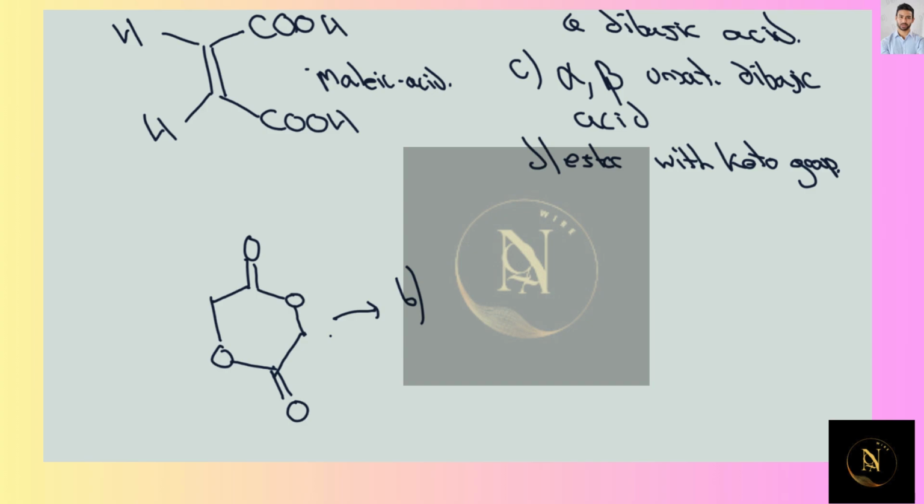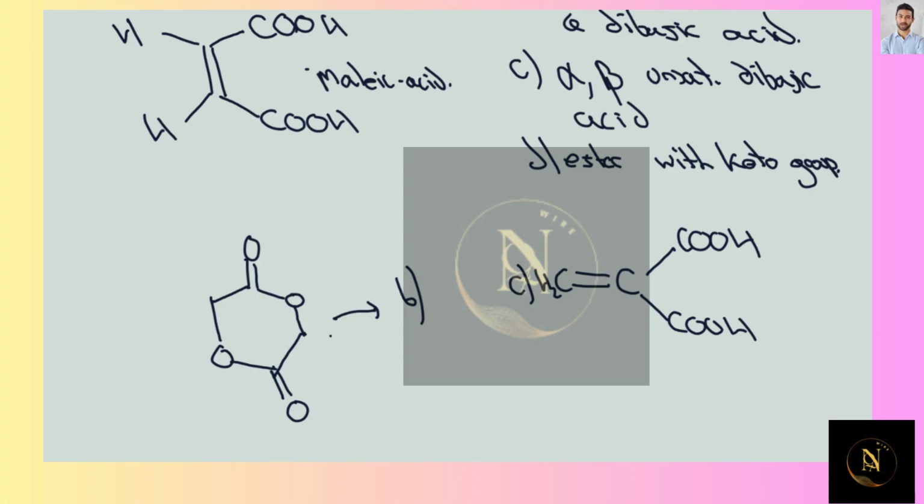For C, we're going to have an alpha beta unsaturated acid, which can correspond to, for example, double bond, this is a CH2, and the carbon over here goes to COOH. So we have 1, 2, 3, 4 hydrogens, 4 carbons, and 4 oxygens. So that accounts for C.